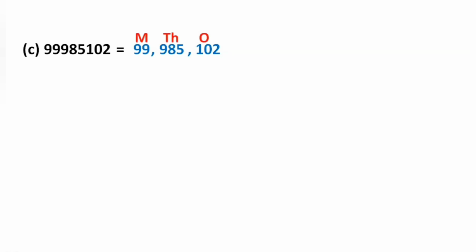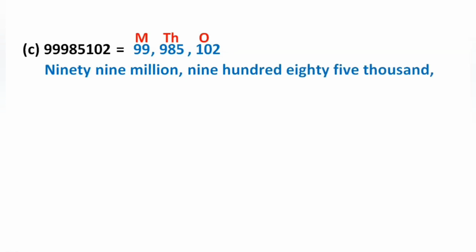The next number is 9198510 2. Again separate into periods and place commas. We get now 102 before a comma and 985 before another comma. The periods are ones period, thousands period and millions period. The number name is, as 91 in millions period, so 91 million, and 985 in thousands period, so 985,000, and lastly 102. That's it.